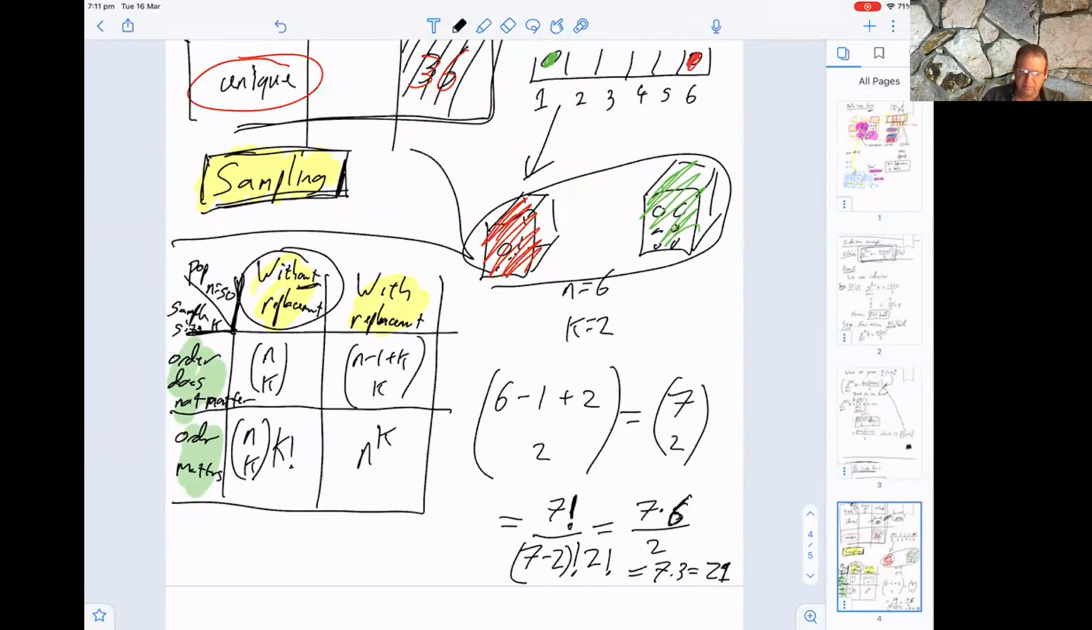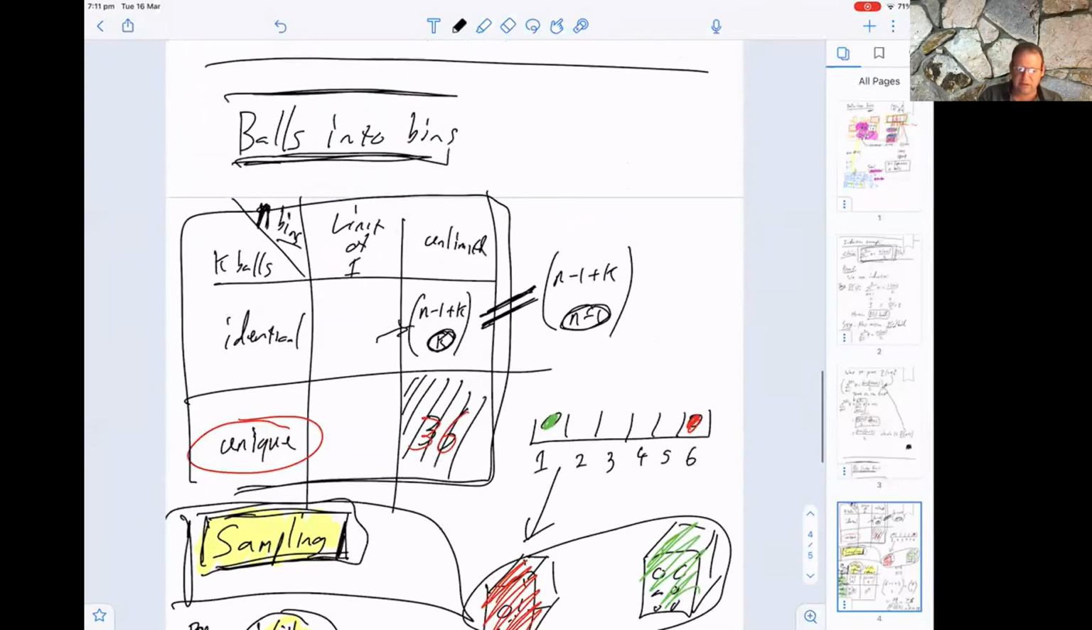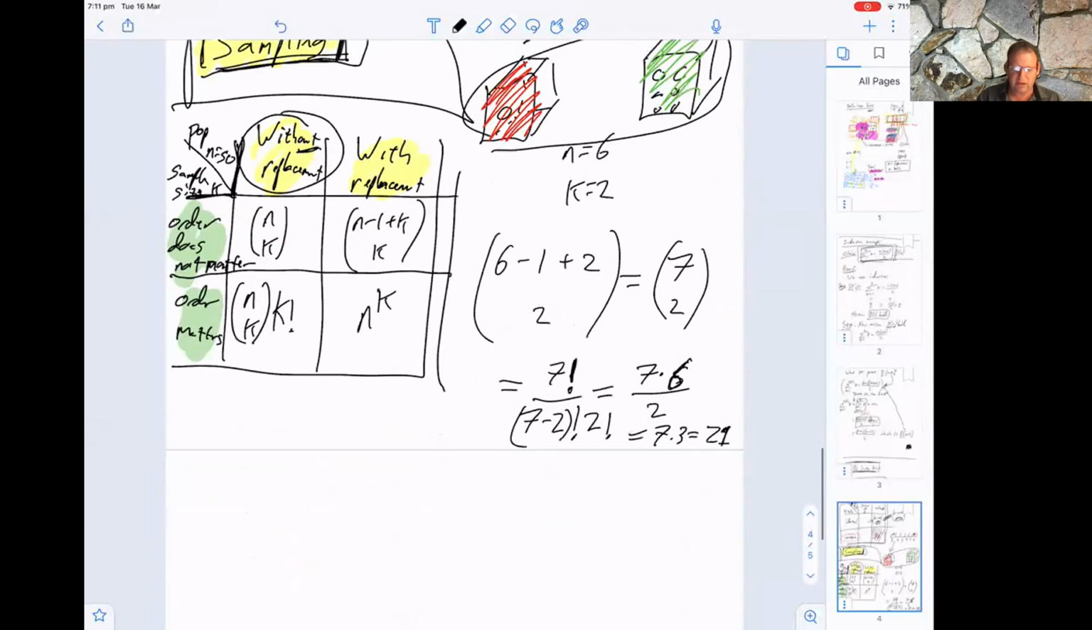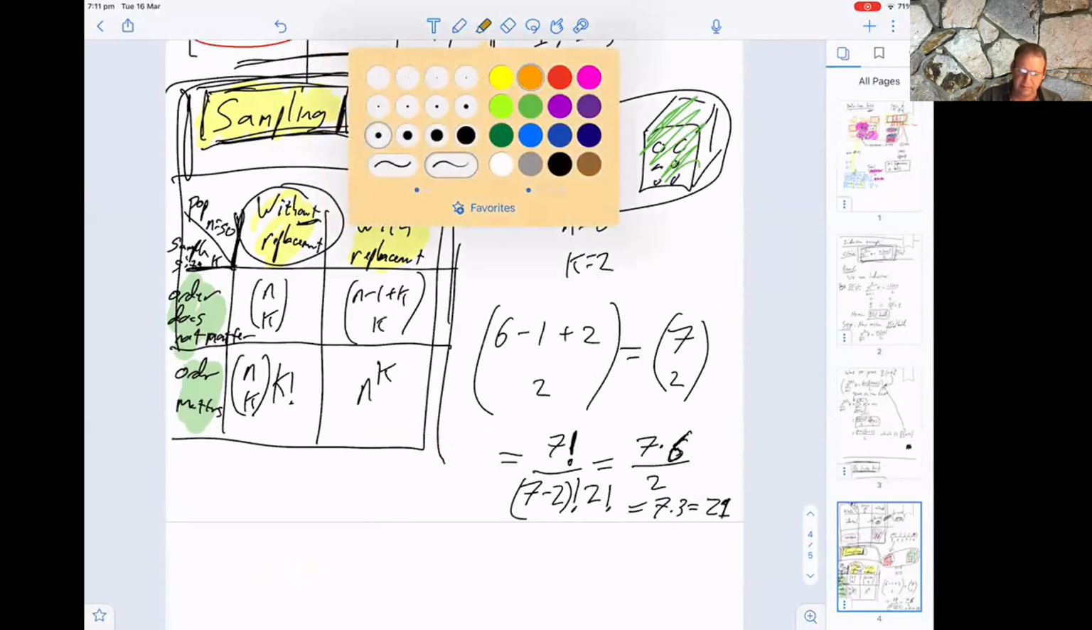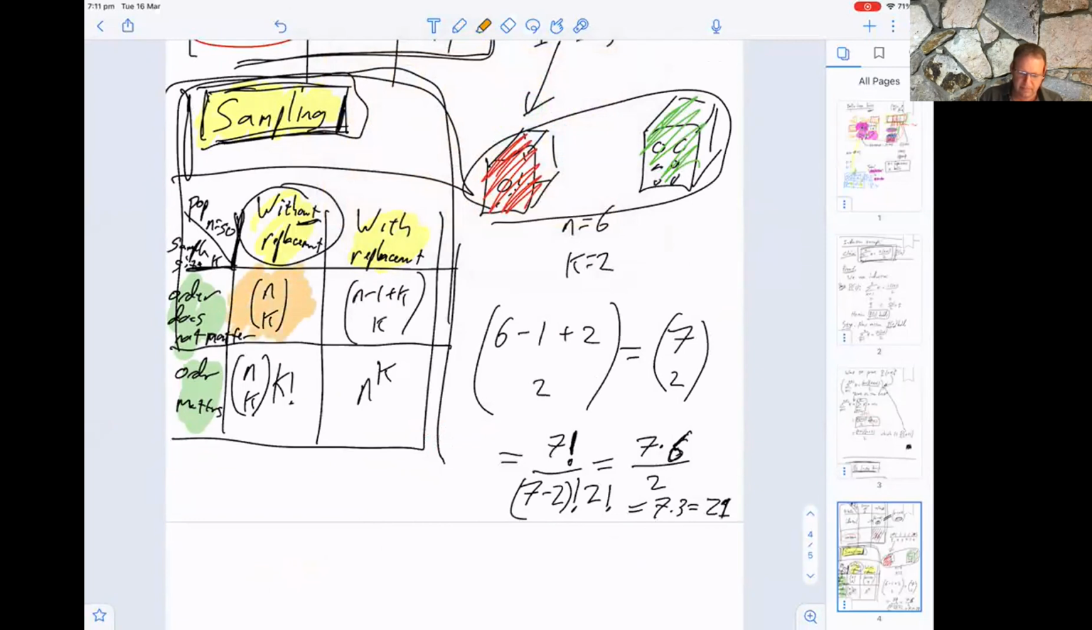By you asking me, you reminded me to tell you of the mapping between balls into bins, which sounds very technical, and sampling, which sounds more data scientific, and the number of samples you get is here. And the most common case is, again, this one. What is this case in sampling? Sampling without replacement. So it's actually selecting a subset, and order does not matter. And with replacement is we put them back, it's going to be this one.